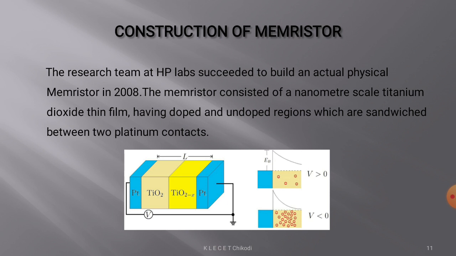Construction of memristor. Memristor was developed in 2008 at HP Labs. It consisted of a nanometer scale titanium dioxide thin film, which had doped and undoped regions sandwiched between two platinum contacts.